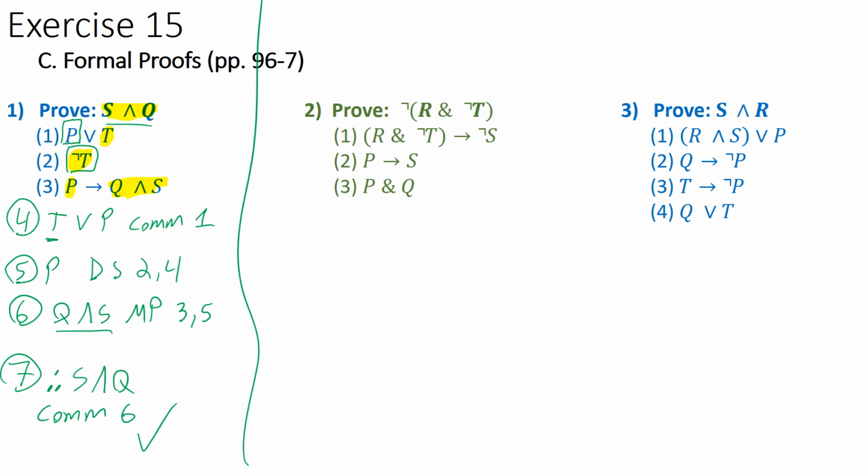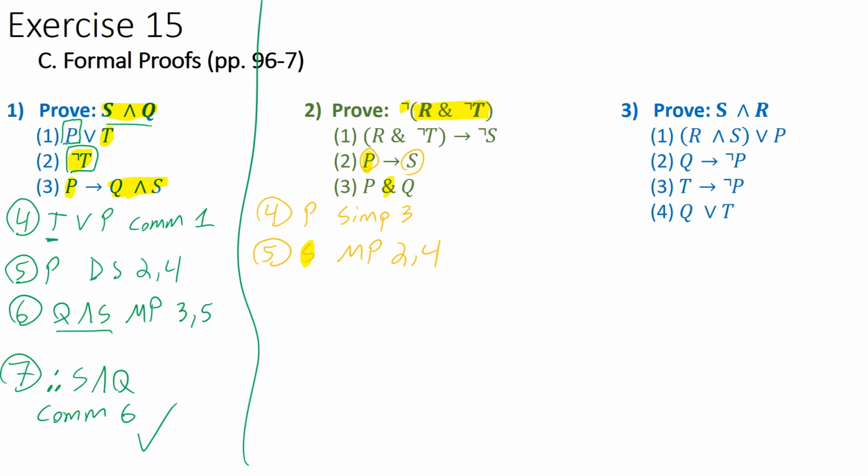For number 2, we want to prove not parentheses R and not T, close parentheses. Let's see. Premise 3, we have a conjunction P and Q, and P happens to appear in the antecedent to a conditional. So for line 4, let's get P by the simplification of line 3, and then we could affirm the antecedent to get the consequent. So for 5, we'll get S, modus ponens, lines 2 and 4.